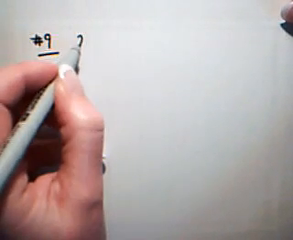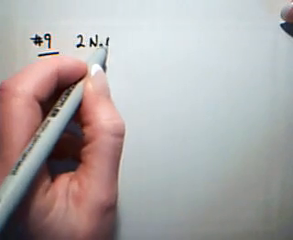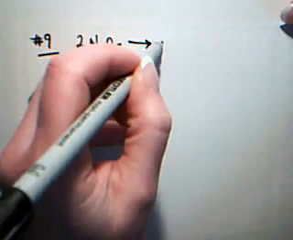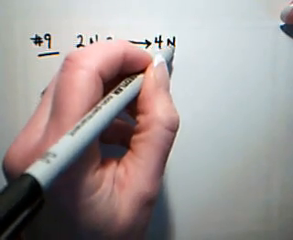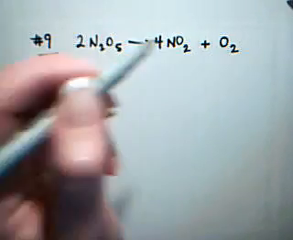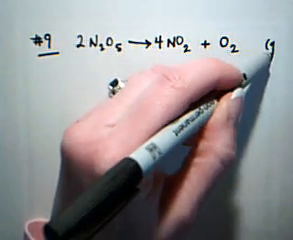Okay, number 9. There are a couple of questions like number 9. On this particular one, we have N2O5 breaks down to give 4 NO2 plus 1 O2, and it's all in the gas phase.